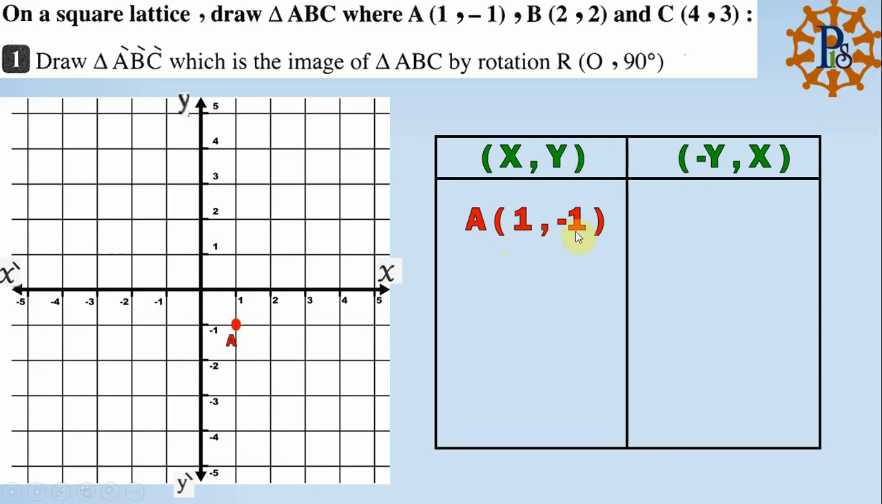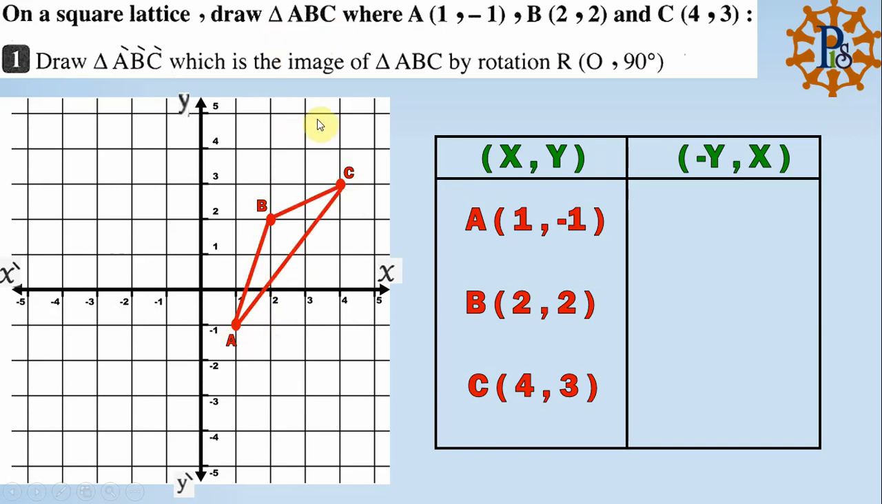A is (1, -1), I draw it here, (1, -1) will be here. B is (2, 2), here it will be B (2, 2). C will be (4, 3), this is C. After we represent the points on the coordinate plane, we are going to join the points to make the triangle ABC like this one. So now we finish the first triangle.